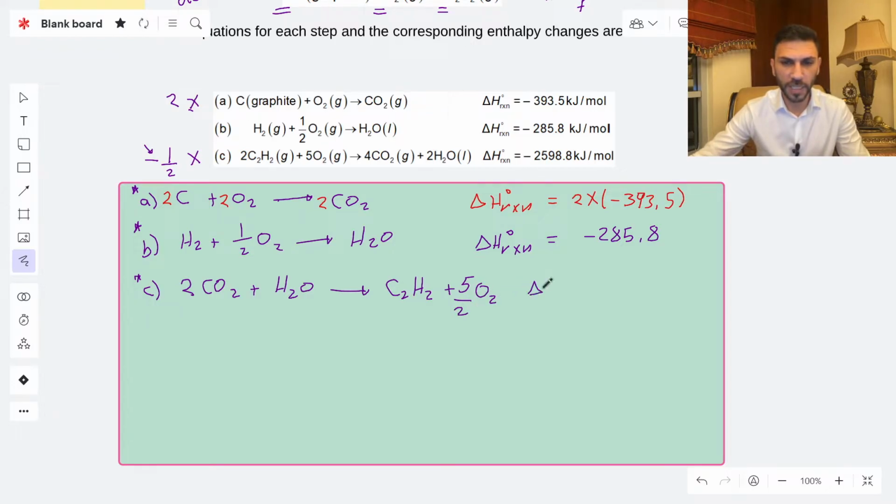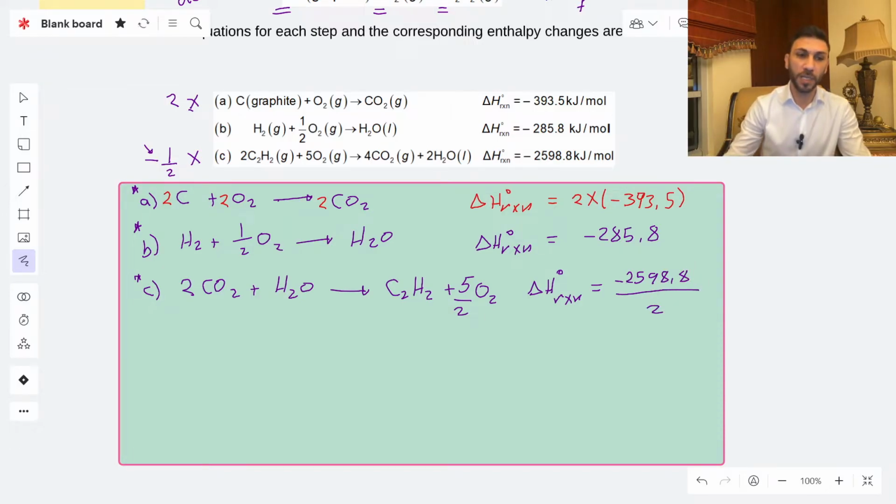Now, the new delta H for this reaction is going to equal this number divided by 2. So negative 2598.8 over 2.